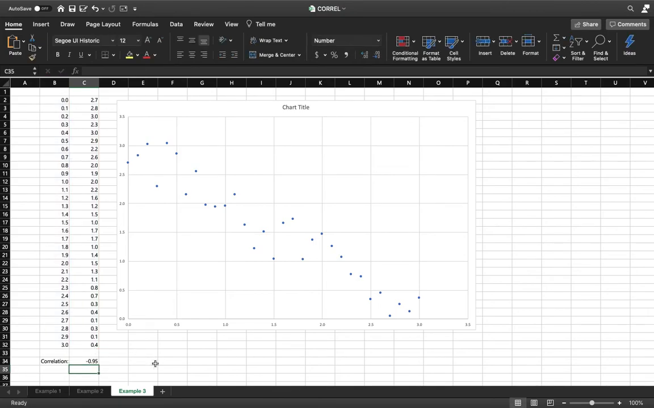And if you want to get really fancy, you can square your correlation to find the r² value, and that would tell you that the factor you're testing for explains about 91% of the variance of the outcomes. And that's it. Following these steps, you too can find correlations in Excel.